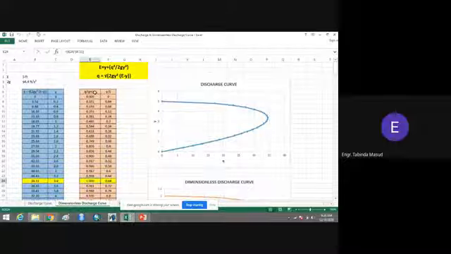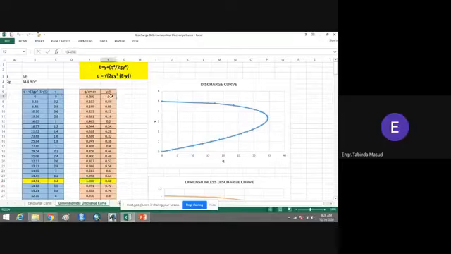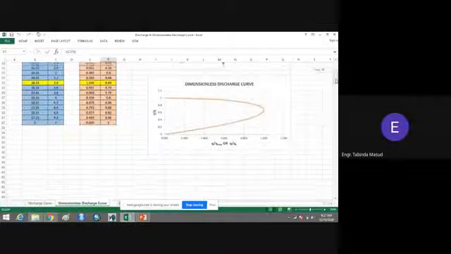Q divided by Q maximum becomes unitless. Similarly, here I have divided all the values of y by E. What is E? E is 5 feet. You can see 0 divided by 5. I have divided all the values by E, and now both sets of values are unitless. There is no unit. Now I will draw a graph between these two terms, q by q maximum and y by E, and that curve will be the dimensionless discharge curve.